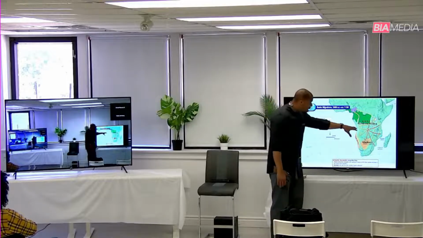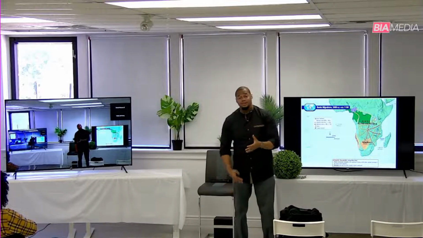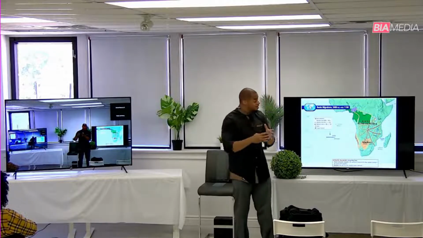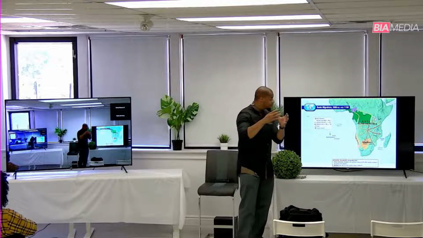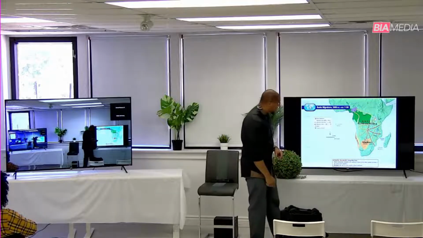They formed symbiotic relationships with the Batwa, meaning they would farm, they would create iron tools, they would share those with the Batwa, and the Batwa would give them the products of the forest: honey, animal skins, luxury items from the forest. So you had those interactions, and then they would go down. But we'll go back to this map in a second.